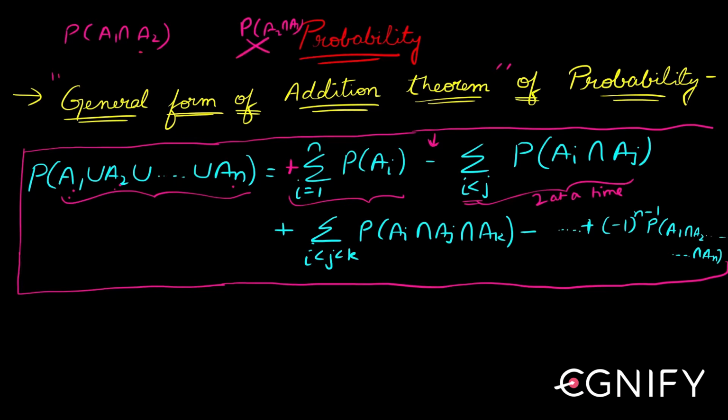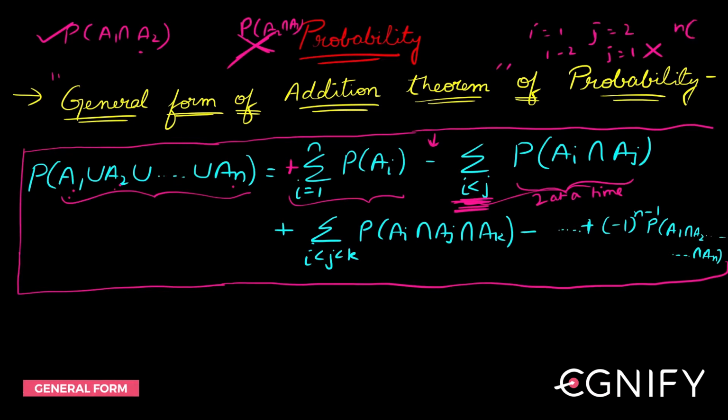To avoid this repetition, we have used this i less than j, because if i is equal to 1 and j is equal to 2, then the case of i equal to 2 and j equal to 1 will be avoided when we put this constraint. So once this case is taken, the other is avoided automatically. That is taken care of by this particular condition. So you'll take them two at a time. No matter how many elements there are, if there are n elements, you'll have nC2 terms in this particular part.